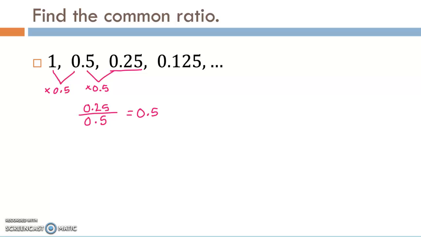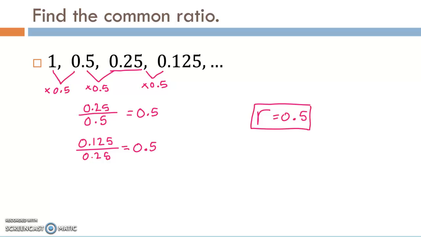Now to double check and make sure we have this common ratio as the same, let's take our fourth term, 0.125, divide by its predecessor, 0.25, which is equal to 0.5. So I can see here that I'm multiplying by 0.5 every time to get to my next term, so my common ratio r is 0.5.